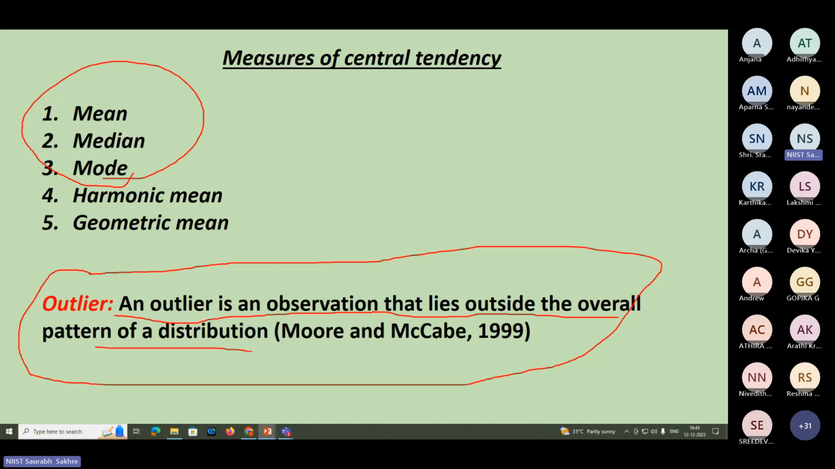But if I want to purchase from a Kerala perspective, I'll immediately get it because the overall pattern is that. And a similar thing, a person who goes from Kerala to other side may face it because their overall pattern will be different. So an outlier is a type of observation that lies outside the overall pattern of a distribution. I hope these definitions are clear to you. Now we'll proceed.